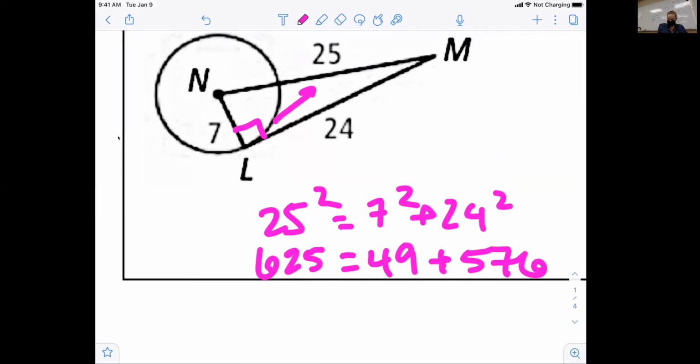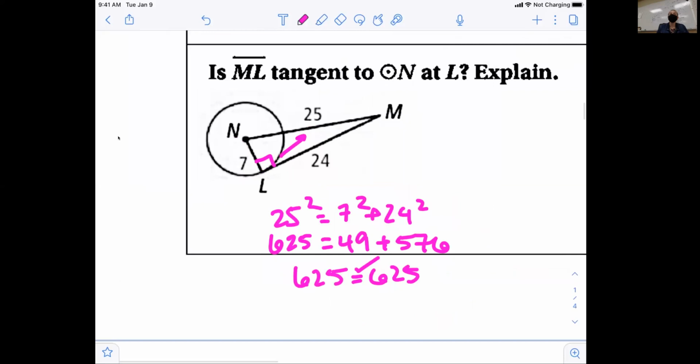So 49 plus 576 is 625. And that's exactly what I want it to be. So 625, that's true, right? That's a true Pythagorean theorem. Both sides equal each other. So we're going to say, yes, it's tangent because it's a right angle. And when it's a right angle, then that line is tangent. It all feeds into each other. Cool? Anybody have questions yet?